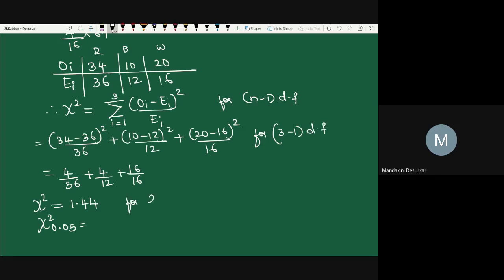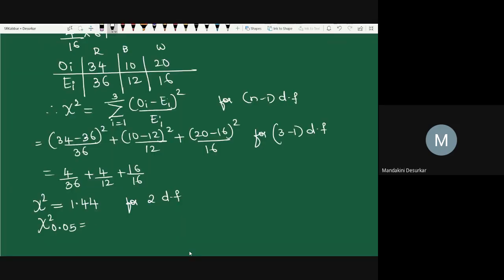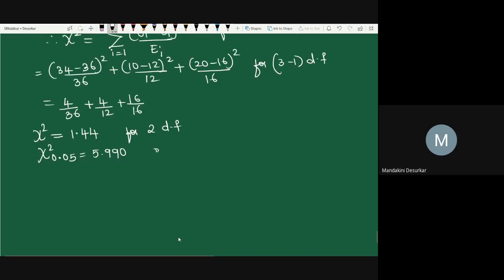For 2 degrees of freedom, what I have to do is go into the second row with 0.05. It is 5.990 for 2 degrees of freedom. Now, if I compare the two, chi square is less than chi square of 0.05. Therefore, H naught is accepted.